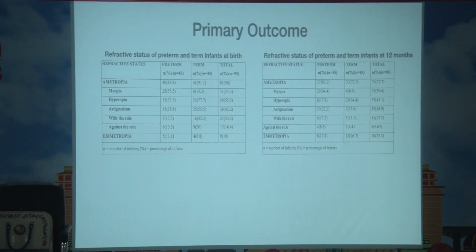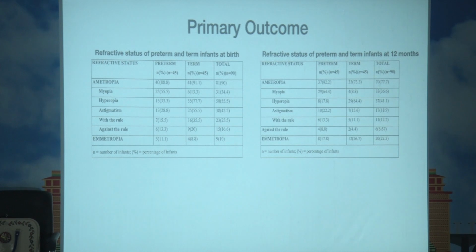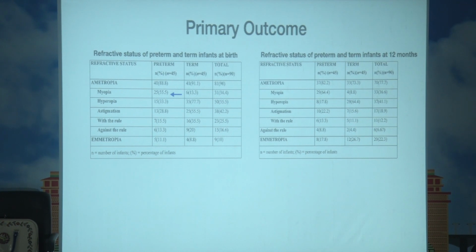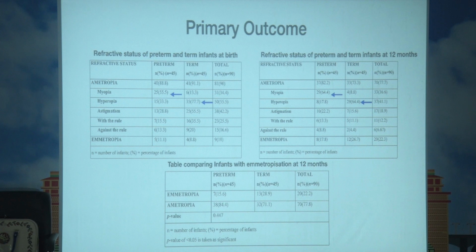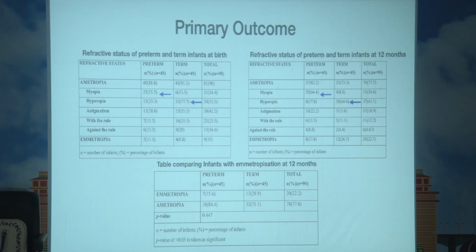These are the two tables showing the refractive status of preterm and term infants at birth and 12 months. Here we can see that the preterm babies are more prone towards having myopia, whereas the term babies were more towards hyperopia. And on comparing these two, at 12 months, the emmetropization was similar in both of them, and there was no significant difference between the preterm and term babies.